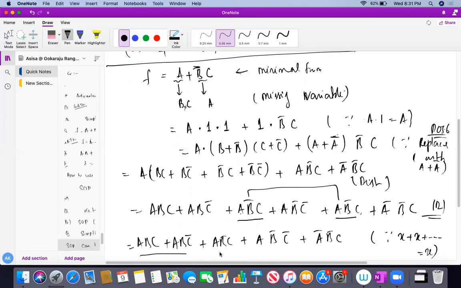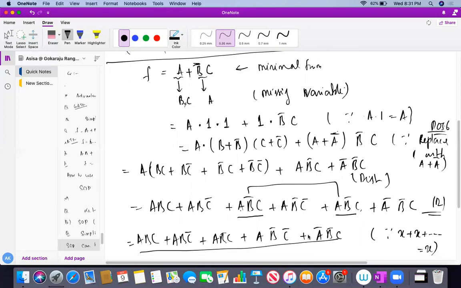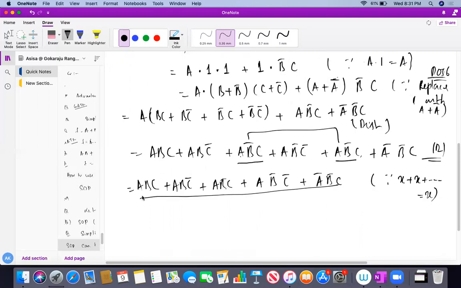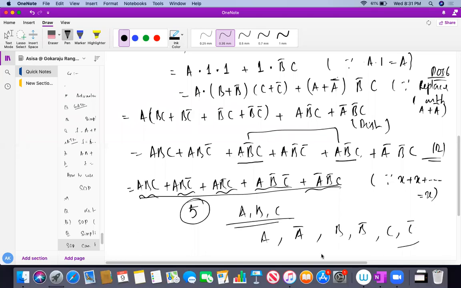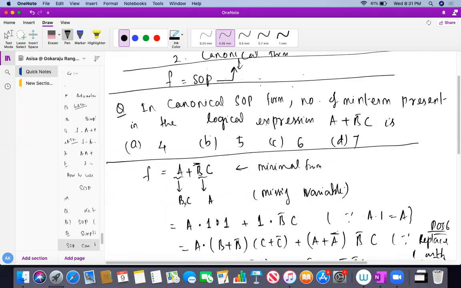So anything else possible? Now everything is in the canonical form. Yes, all the minterms. This is minterm 1, minterm 2, minterm 3, minterm 4, minterm 5. So here how many minterms? 5 minterms. All these minterms have all the variables A, B, C either in the true form or in the complement form. So now this will be canonical, and how many minterms are actually required? 5 minterms are presenting this logical expression. So B is the correct option.